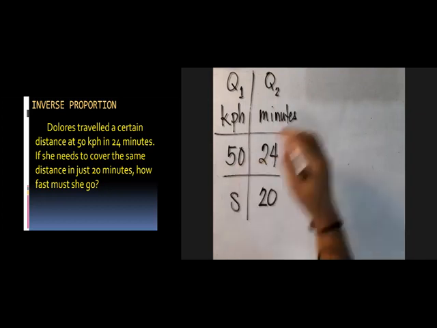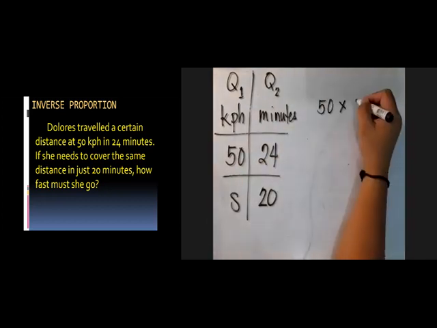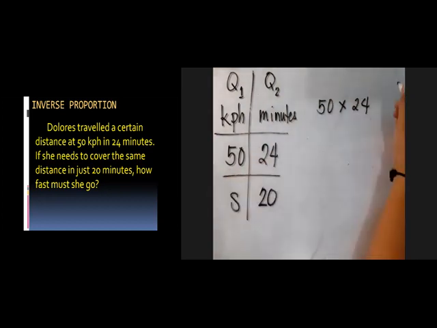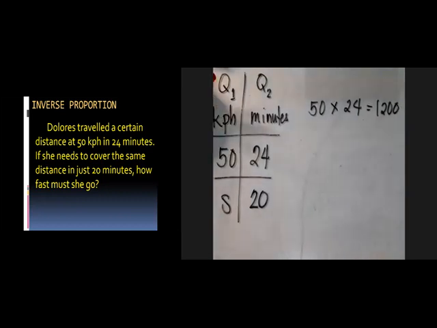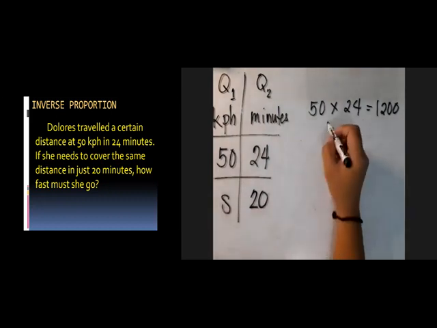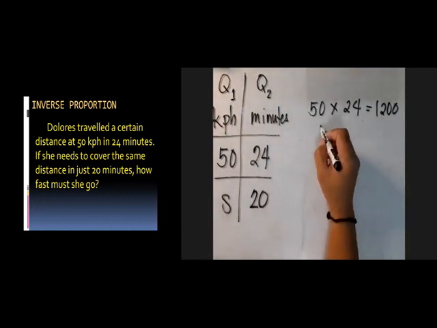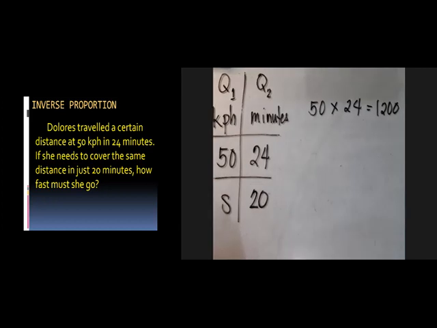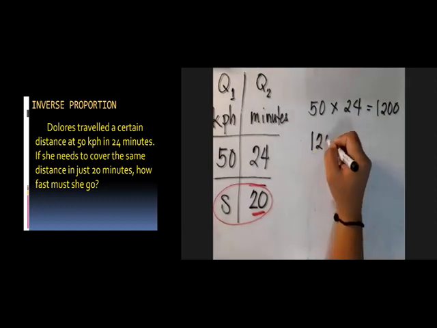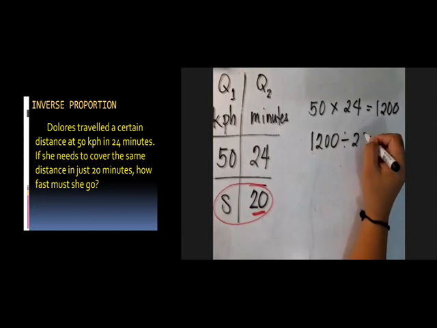Okay, what we'll do is to multiply 50 times 24, yung magkapares. And this is 1,200. Okay? Tignan natin. 1,200. Ay, sorry. Hindi mo multiply natin. Yung 1,200, i-divide natin dito sa kapartner ni variable. Okay? So what we'll do is to divide 1,200 divided by 20. And eventually, you will come up with 60.